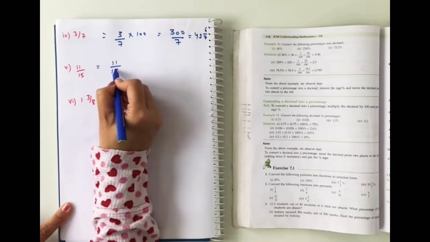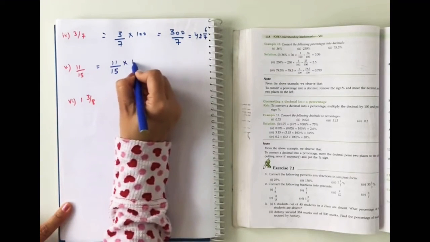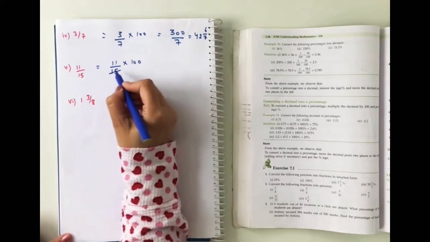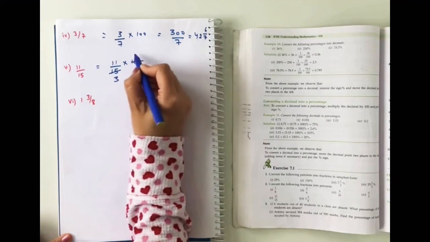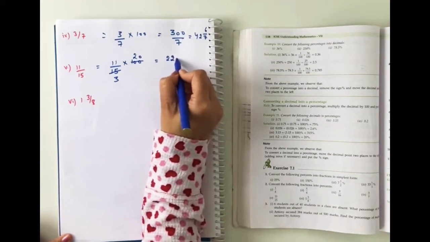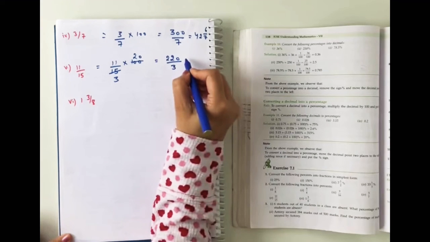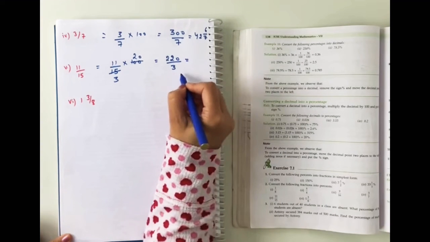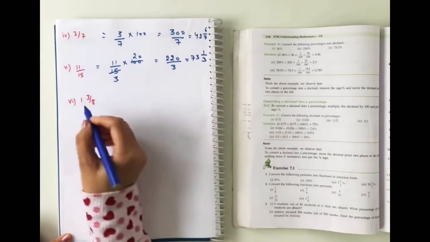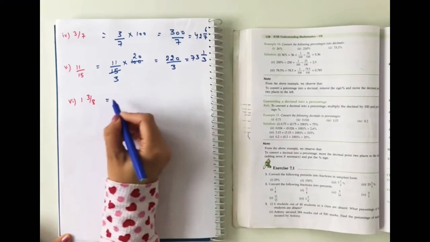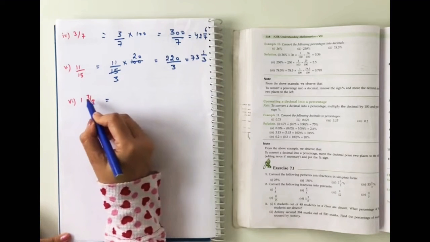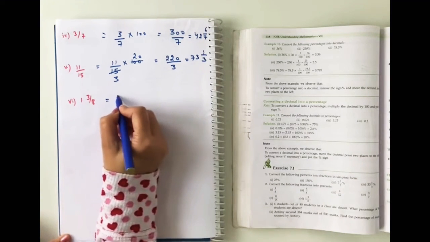11 by 50, the next part, into 100. So it again goes with the 5 table. 5 3s are 15, 20. Now when we multiply, it comes to 220 by 3. When we divide it, it comes to 73 1 by 3.